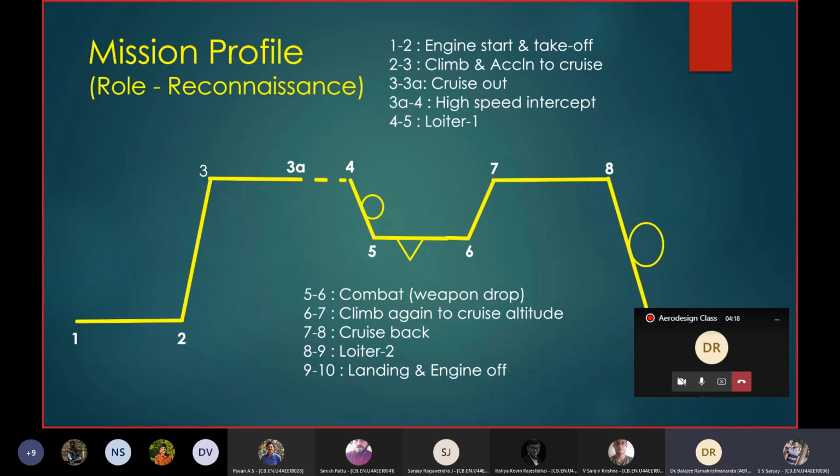So the first role is the reconnaissance role, and this is the mission profile for this role. First, we are going to take off, that is 1 to 2, and then we are going to climb and accelerate to cruise. Then 3 to 4 represents the cruise phase, cruise out, and we are going to accelerate it to maximum velocity. Since maximum speed was given to us as a design specification, we are going to accelerate it to maximum speed, which is the intercept, followed by loiter.